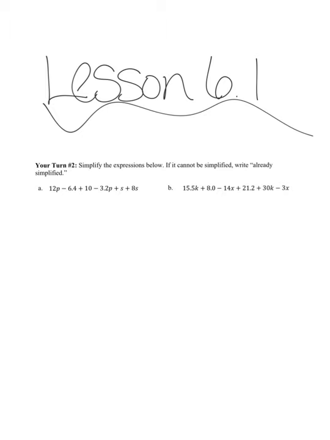For expression A, we've got 12p minus 6.4 plus 10 minus 3.2p plus s plus 8s. Now I'm going to box in my terms as my first step so that I can identify whether or not I am dealing with any positives or negatives here.